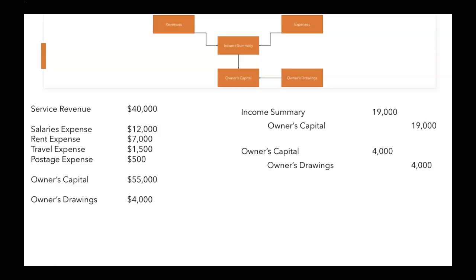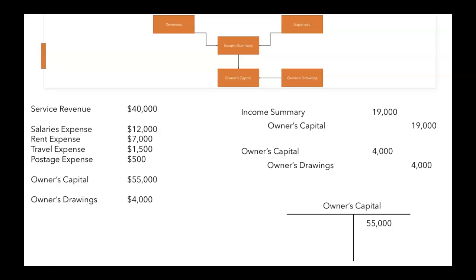Now, closing owner's drawings, drawings are subtracted on the owner's equity statement. And when you debit owner's capital, you are decreasing that account's balance. So the third and fourth closing entries are illustrating the statement of owner's equity in journal entry form, right? It's showing the increase in capital due to our net income, and it's showing the decrease in capital due to our drawings.